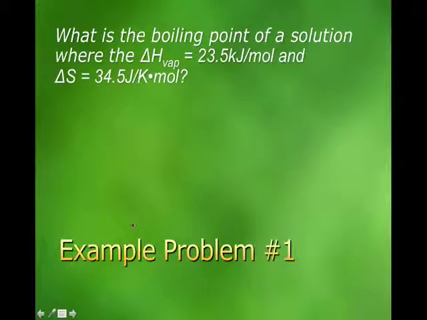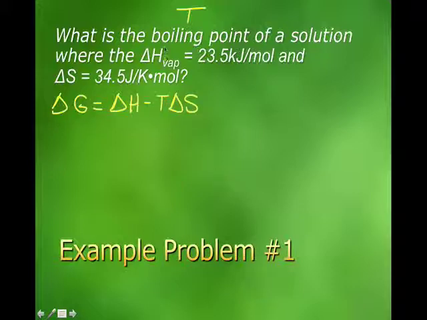because the Gibbs free energy is not involved in that. So this question says, what is the boiling point of a solution where delta H, or the heat of vaporization, is 23.5 kilojoules per mole and delta S is 34.5 joules per Kelvin mole? Well, the first thing is they're asking us for the boiling point. So they are asking us to calculate T, which is the temperature. And you may be asking yourself, well, I don't have a delta G, so how am I going to use this equation that we just talked about being so important? Well, if you remember, a boiling point is technically at an equilibrium. It's the equilibrium point between a liquid and a solid, or a liquid and a gas.